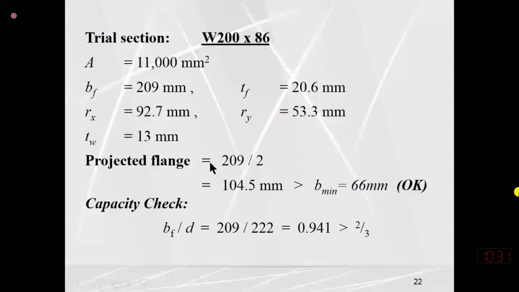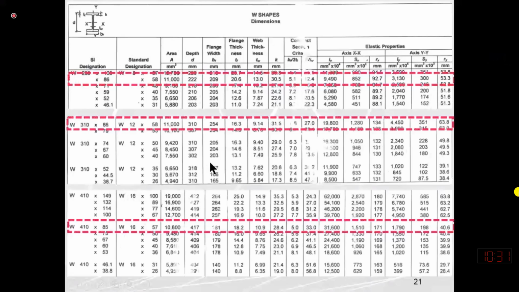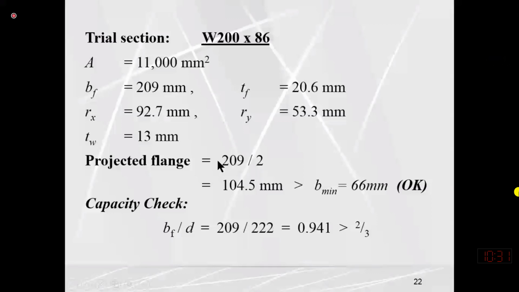Okay, now projected length. Projected length means that actually we are punching the hole in each flange. So if we are punching the hole in the flange, the connected leg is half BF. Half BF should be more than B minimum. So full flange width is 209. Half will be equal to 104.5, which is more than B minimum. It means that we can accommodate the connection or fastener easily.